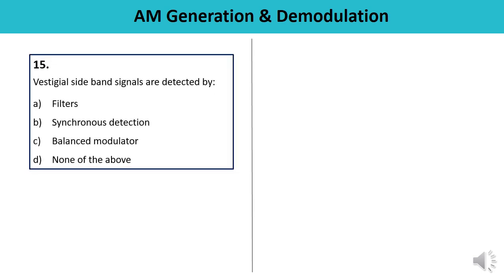Question number 15. Vestigial sideband signals are detected by. See, you have studied that vestigial sideband signals are clearly and feasibly detected by synchronous detection or coherent detection technique, because the distortion in vestigial sideband that may be reduced by reducing the modulation index or increasing the width of vestigial sideband. It means here the answer is B.